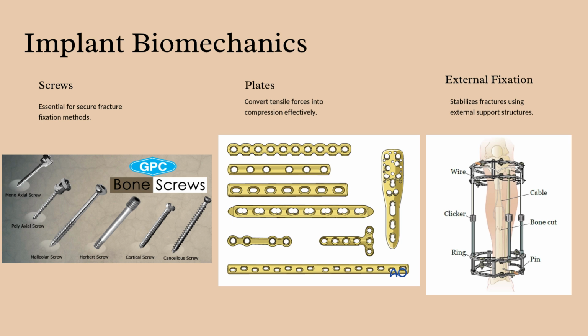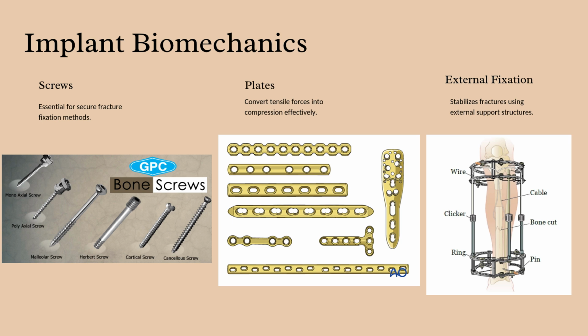Before we talk about fixing fractures, we need to understand implant biomechanics, the science behind how orthopedic implants stabilize broken bones. There are three fundamental tools surgeons use: screws, plates, and external fixation. Let's break them down. First, screws. Screws are the basic building blocks of fracture fixation.